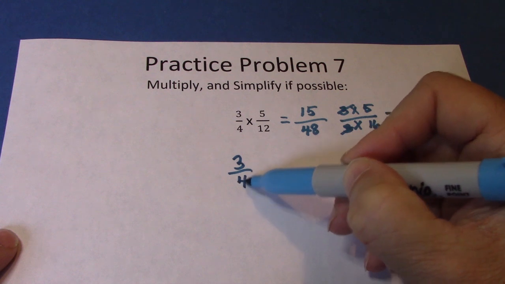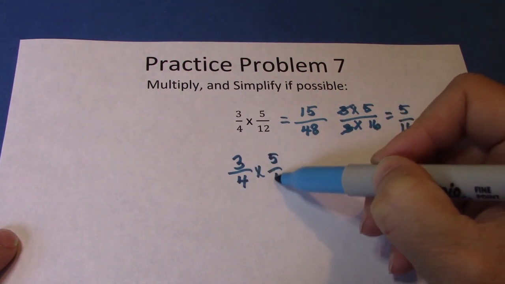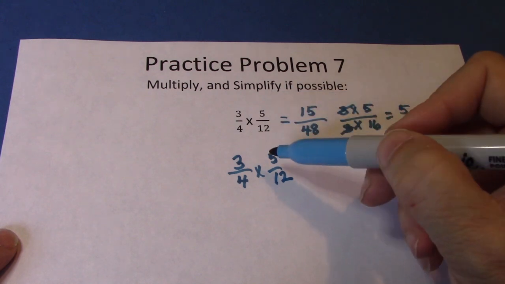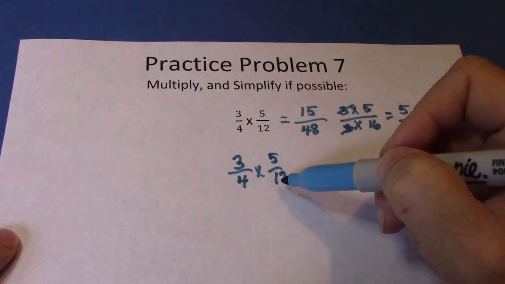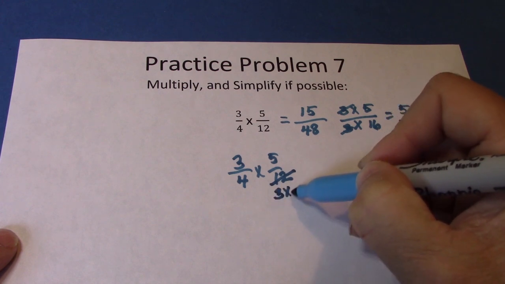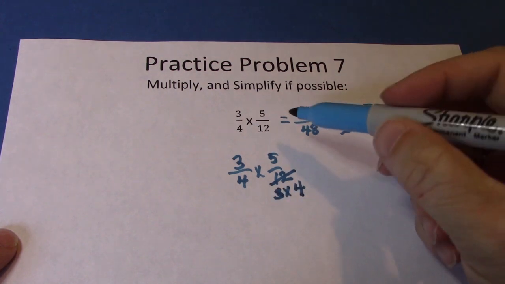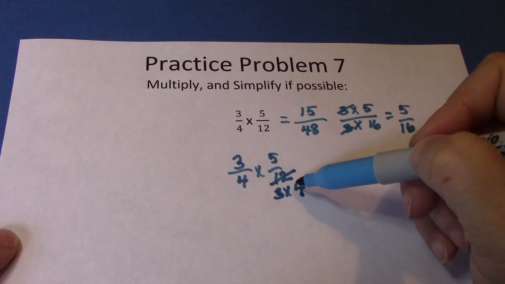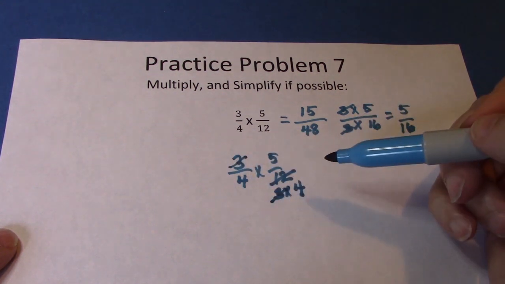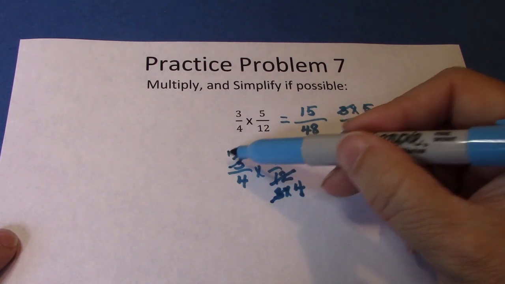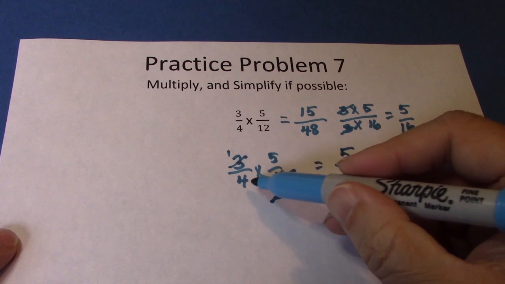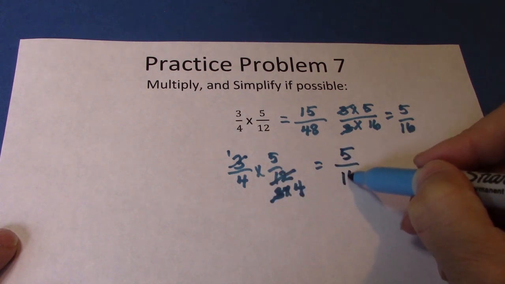We could have realized that first. I'll rewrite this for a second. If we look at the top and the bottom of this, we could have said, oh, wait a minute, 12 has a factor of 3. 12 is really 3 times 4. And then, substituting 3 times 4 for this 12, we've got a 3 up here and a 3 down here. That leaves us with 1 times 5 is 5, and 4 times 4, 16.